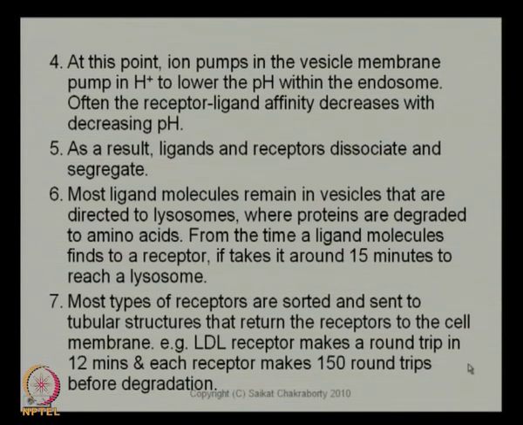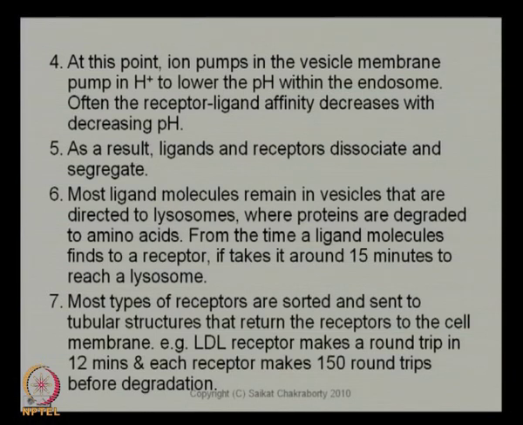So, LDL receptors make this whole round trip in 12 minutes, and each receptor makes 150 round trips before degradation. Okay. So, for a receptor it is 12 minutes. The endosome and the ligand will take a little bit more time, because the receptors leave a little early, if you remember. So, maybe 5 minutes more or something like that for the ligands, but the receptor makes a round trip in 12 minutes, and each receptor does 150 round trips.